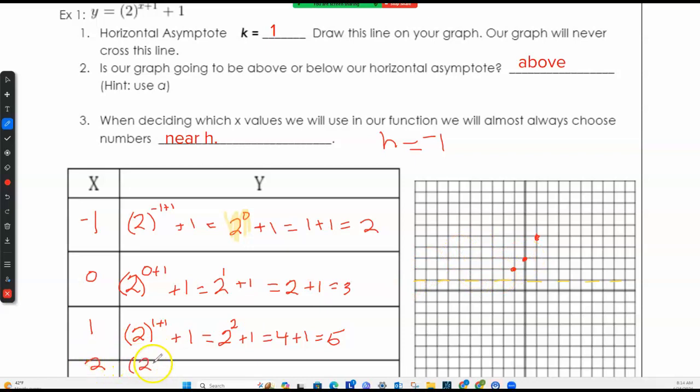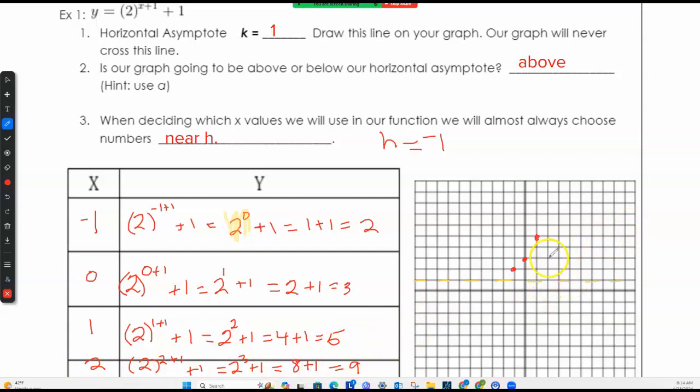2, so 2 to the 2 plus 1 plus 1. 2 plus 1 is 3, so 2 to the third plus 1. 2 to the third is 2 times 2 times 2, so that's 8 plus 1 equals 9. So now we have 2, 9 for our ordered pair.